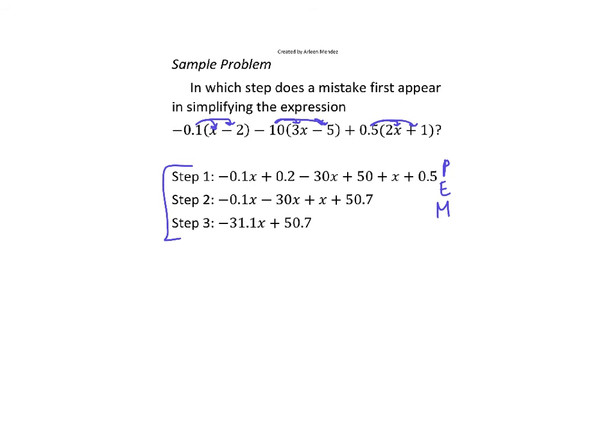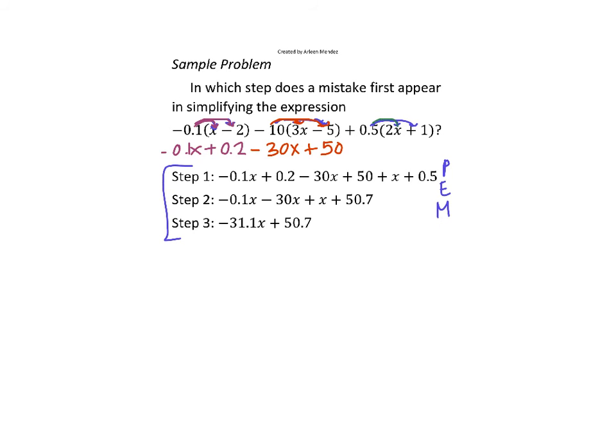Let's go ahead and do that. Negative 0.1 times x is negative 0.1x. Negative 0.1 times negative 2, that's going to give us a positive, a positive 0.2. Now we can distribute the next ones. Negative 10 times 3x, that's negative 30x. Negative 10 times negative 5, that's a positive 50. Now let's do the last one.